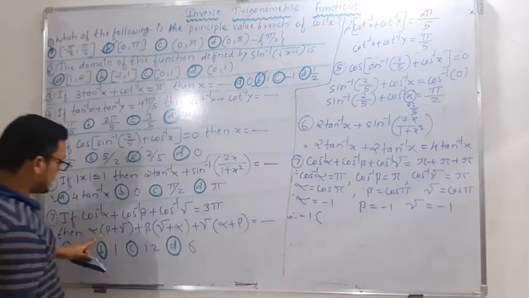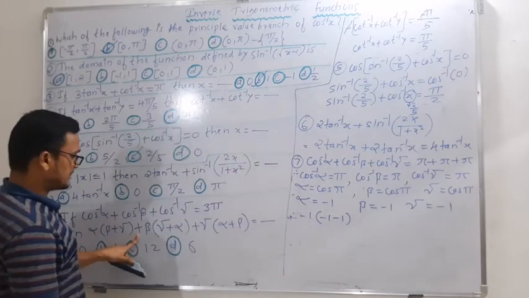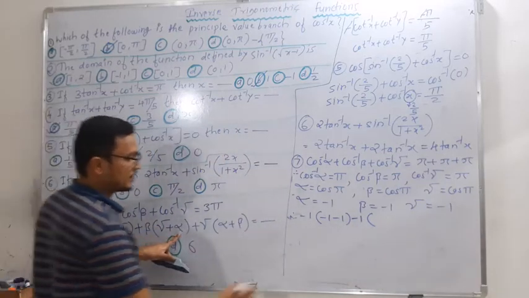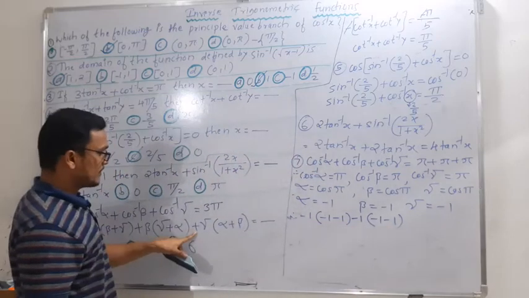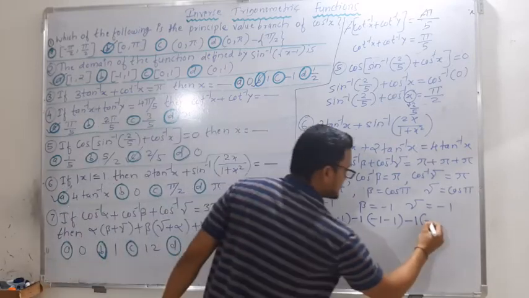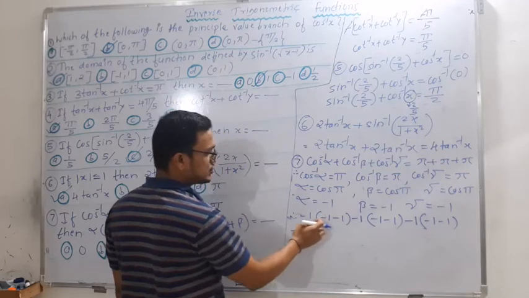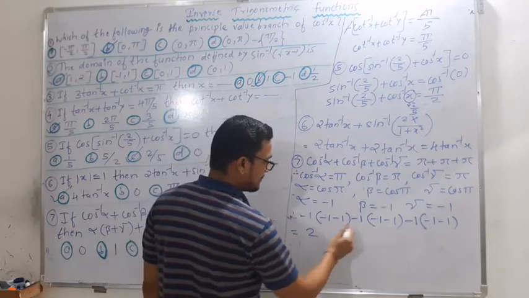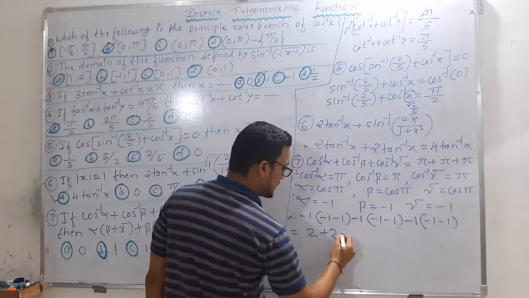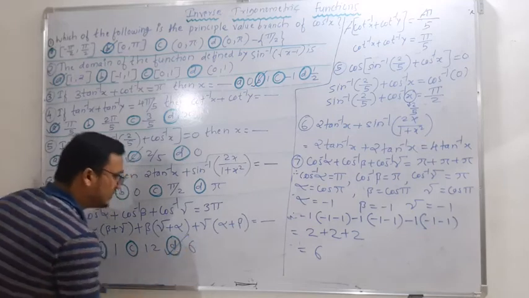Alpha is -1 in bracket, beta plus gamma, beta is -1, even gamma is also -1, plus beta, but beta is -1, so plus will become -1 into gamma plus alpha, again -1, plus gamma, but gamma is negative, so -1 into alpha plus beta, again it is -1, so you have to calculate this answer. -1 is -2 into -1, I think it is 2. Again the same, -2 into -1 is +2, same for that, +2, so the answer is 6. So option D will be correct.